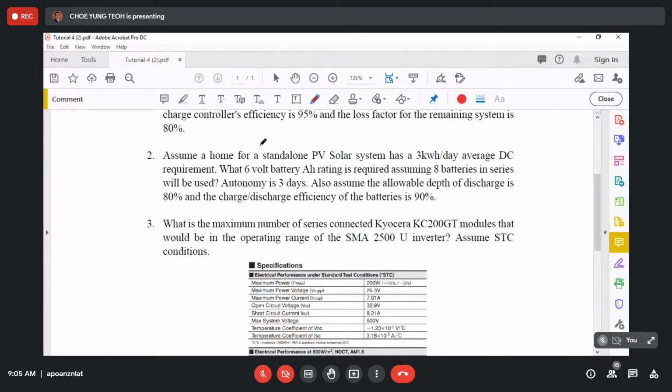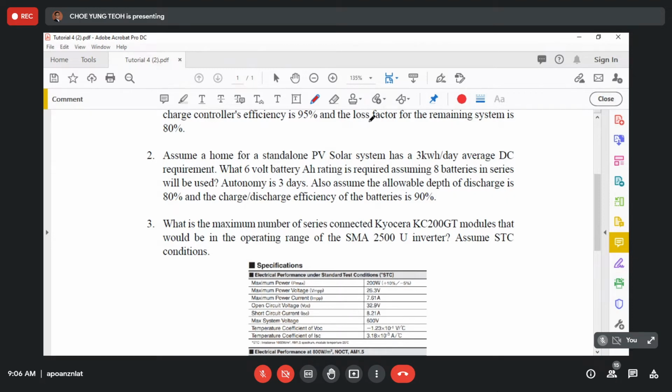So now you're going to calculate the size of the battery, the capacity of the battery you need, and autonomy is 3 days. Autonomy here refers to your battery should be able to supply the power for 3 days. Also assume that the allowable depth of discharge is 80%, and that the charge and discharge efficiency of the battery is 90%. The allowable depth of discharge means that you cannot fully discharge your battery to 100%. This is to protect the battery. The charge and discharge efficiency is how much you lose when you charge the battery.